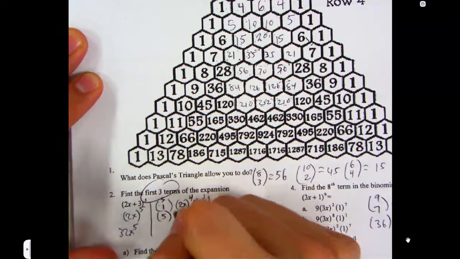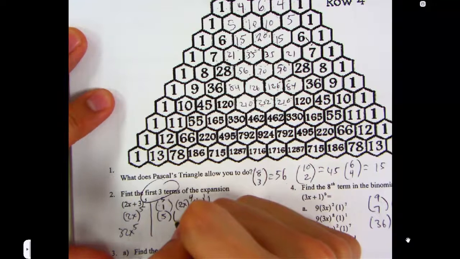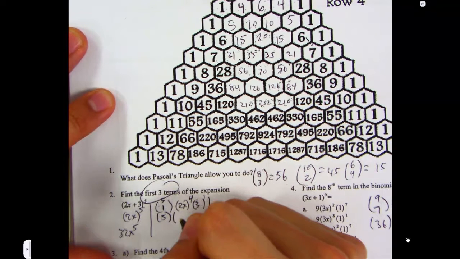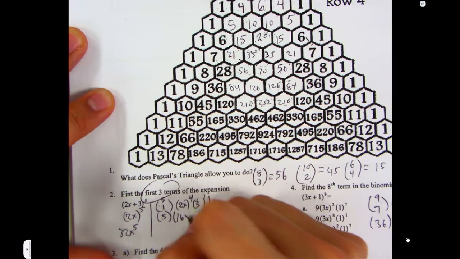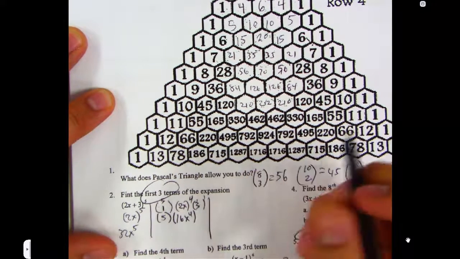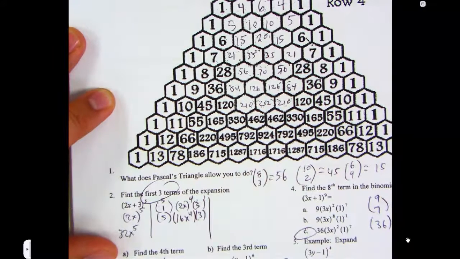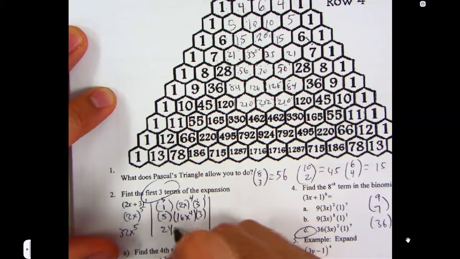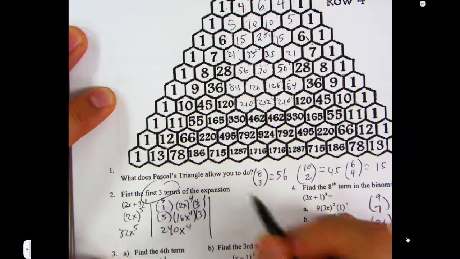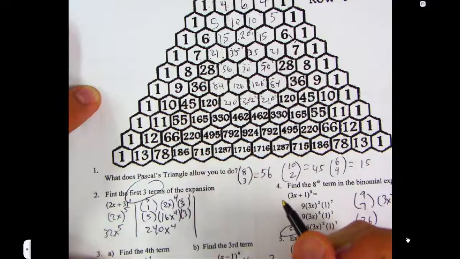So 5th row first one is 5. 2 to the 4th: 2 times 2 is 4, times 2 is 8, times 2 is 16, x to the 4th. 3 to the 1st, 3. Multiply the numbers. 5 times 16 is 80. 80 times 3 is 240. X to the 4th.